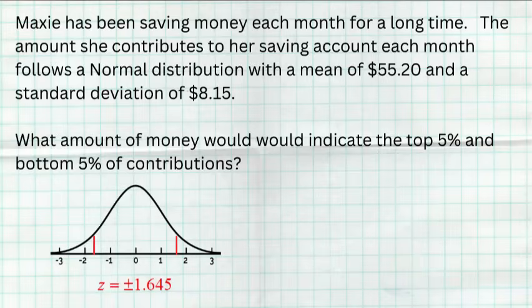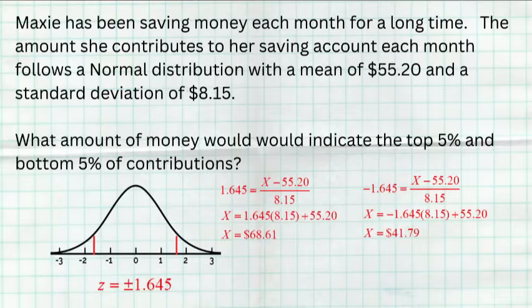Then what we could do is take those two z-scores and plug them into our z-score formula, where we already know the mean of $55.20 and the standard deviation of $8.15, and we could back solve for x. Multiply by the standard deviation, add the mean over, and we get our two individual values that represent that bottom and top 5%. So any value above $68.61 would represent the top 5% of contributions, and anything below $41.79 would represent the bottom.